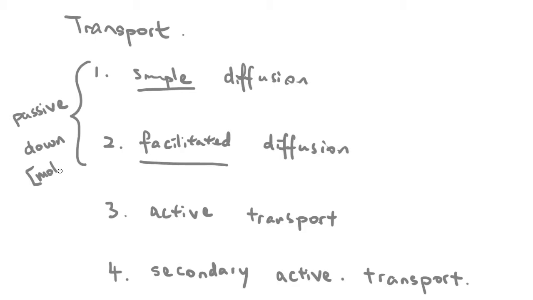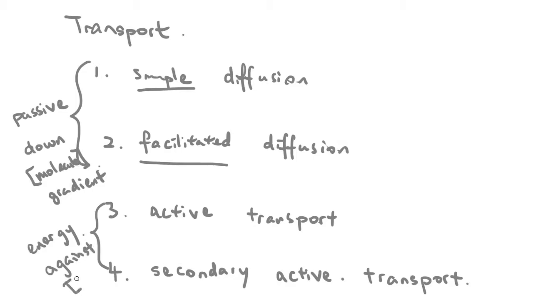And then we have active transport and secondary active transport. What they do is they use energy. They use energy to transport molecules against their concentration gradient. So against concentration gradient.